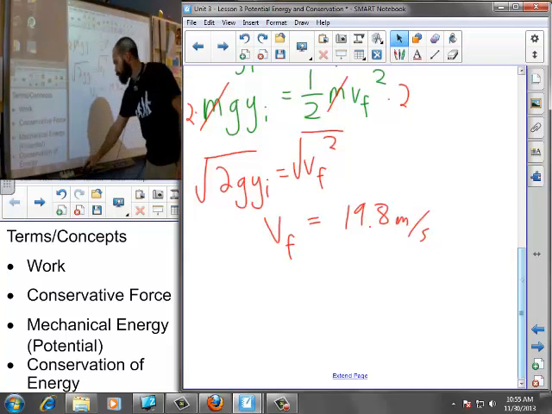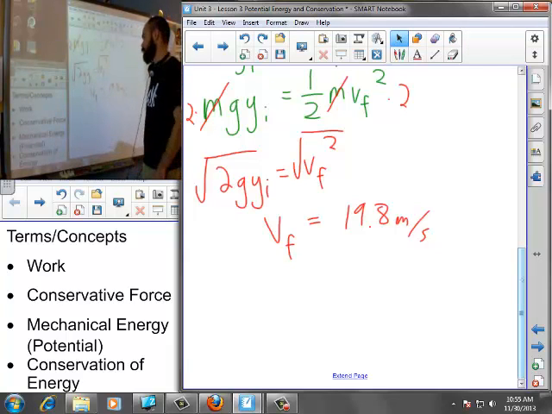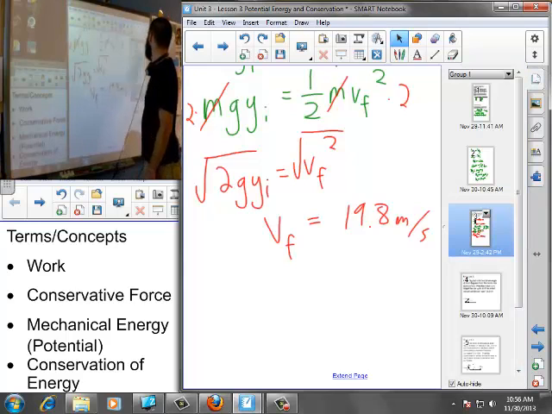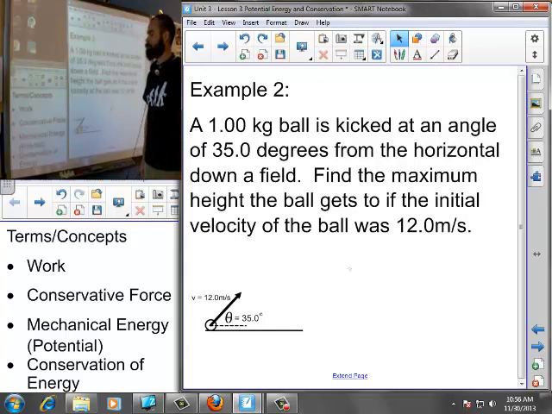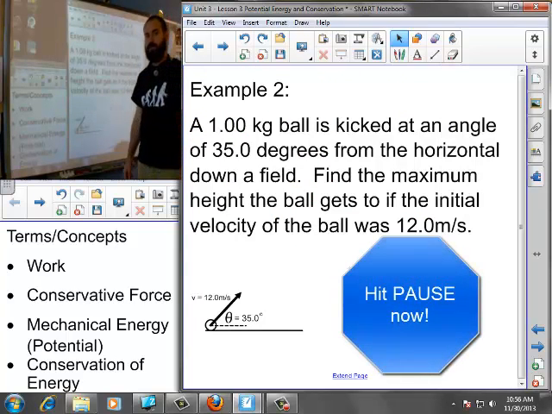And my initial position was positive 20. So final velocity was 19.8 meters per second. Let us try another one. Read the question over and then give it a shot, and I'll solve through it shortly.